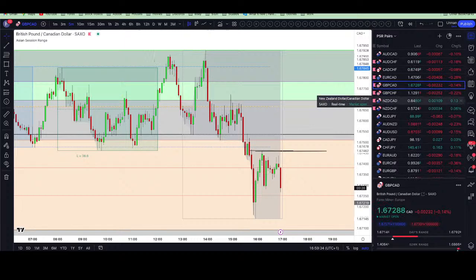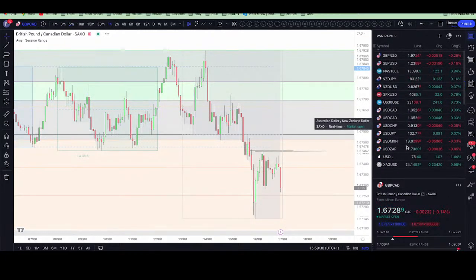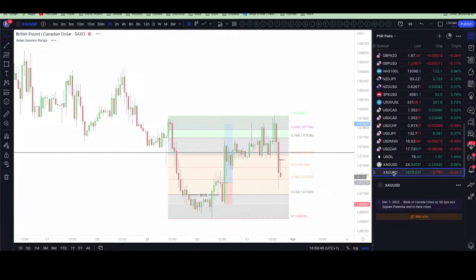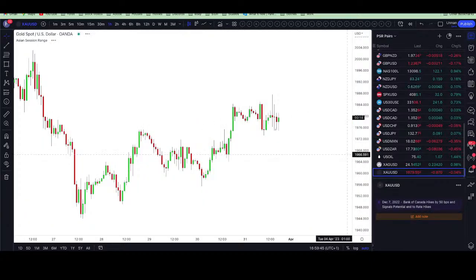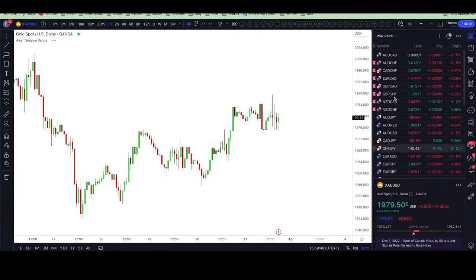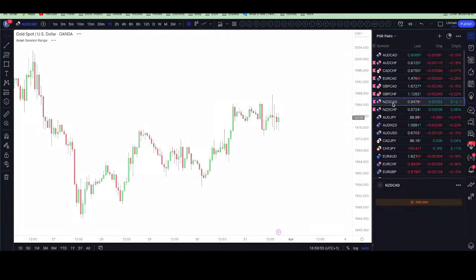So I think gold sold. Yeah, it didn't respect it. It's going back down for the wick. Yeah, it's too high, that pair. Gold is just consolidating, not doing anything. It's too high. They want to create that daily trend on GBP CAD.